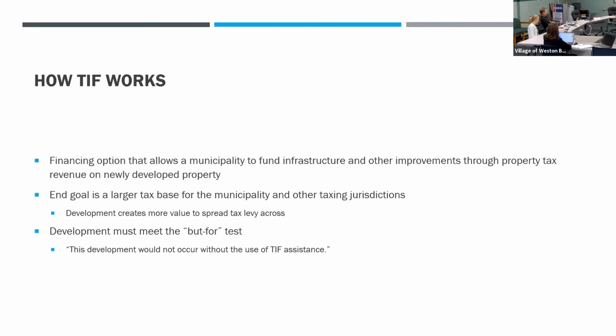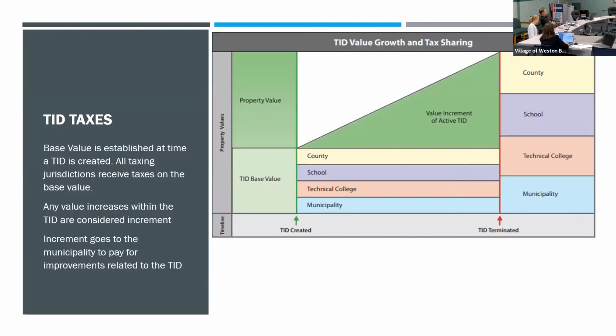Because you are basically borrowing money from all the other taxing jurisdictions, you want to make sure that you're using that well to increase that property tax base. So this is right out of the state's manual, and this is just showing how a TID works.